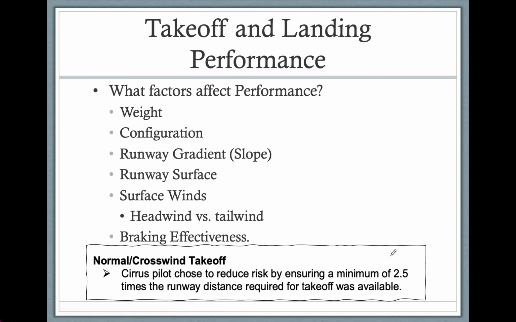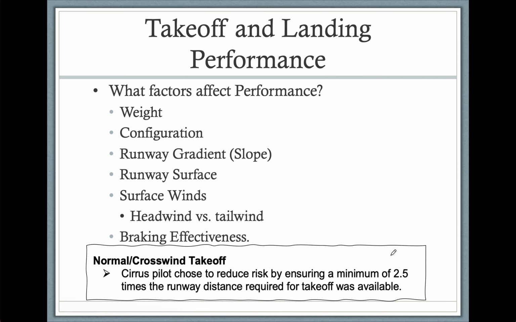We mean like flaps extended, they cause drag, so you wouldn't be able to accelerate as fast or climb out as steep or maybe climb out at all. The runway gradient, that is the slope of the runway. If you take off uphill, you have worse performance because you're going against gravity too. But if you take off downhill, that's going to help you out.